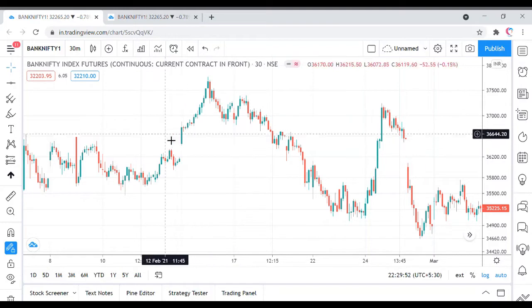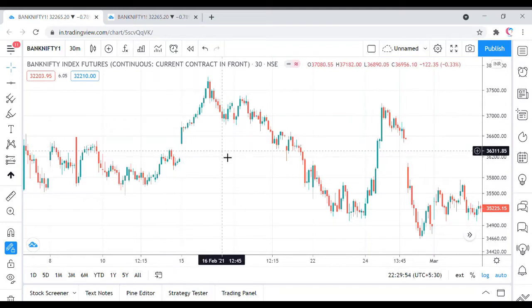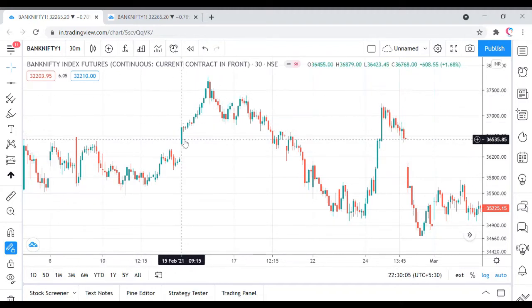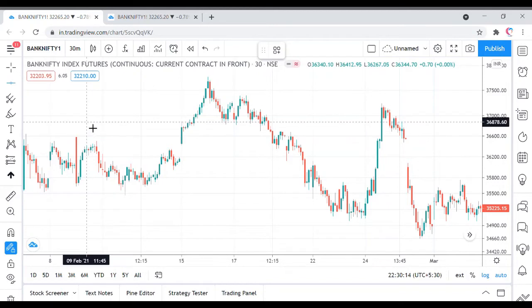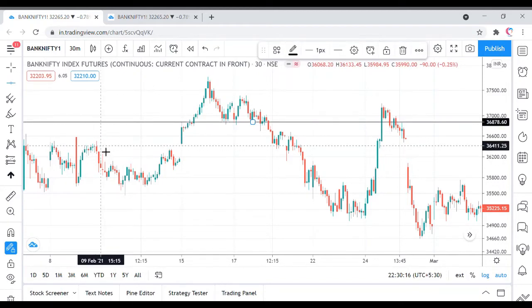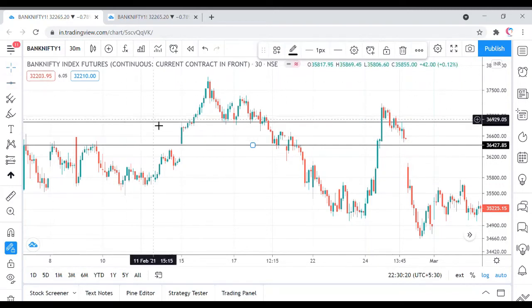In this strategy, you need to let the first 30-minute candle close. The candle which starts at 9:15 and closes at 9:45, you need to let that candle close. You can see on 15th of February, once the first candle is closed, we'll mark the high and lows of the candle. The high and lows of the first candle should be marked by two horizontal lines.